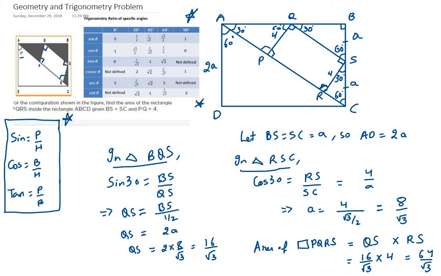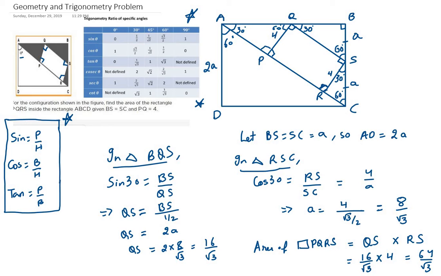Hello friends, let's look at this problem. I have redrawn the diagram again, as you can see on the right side. So in this problem, we should have knowledge of some concepts of trigonometry.